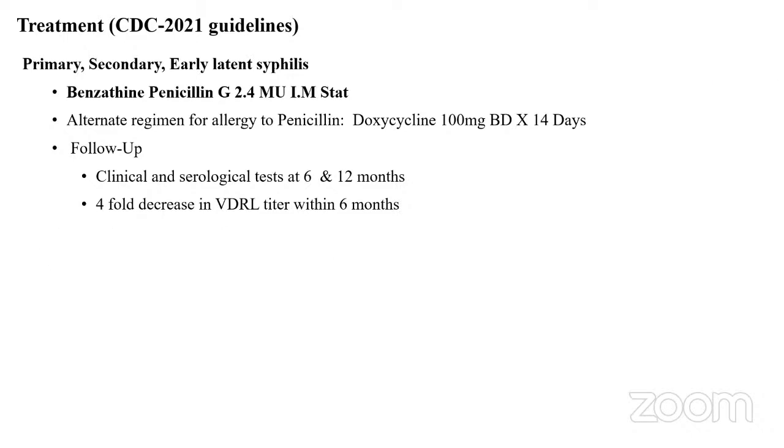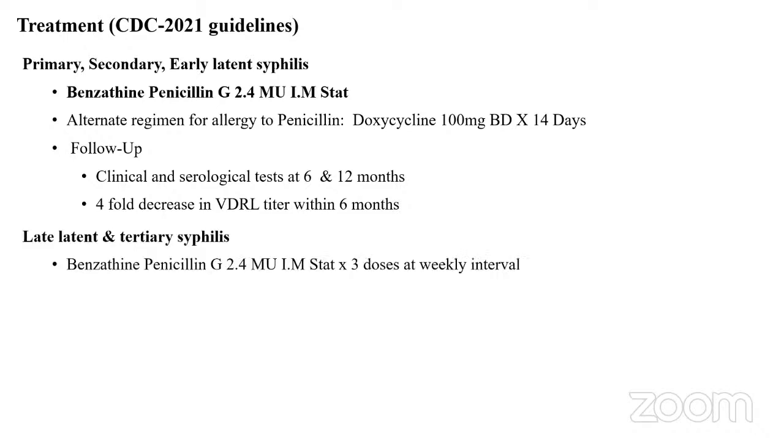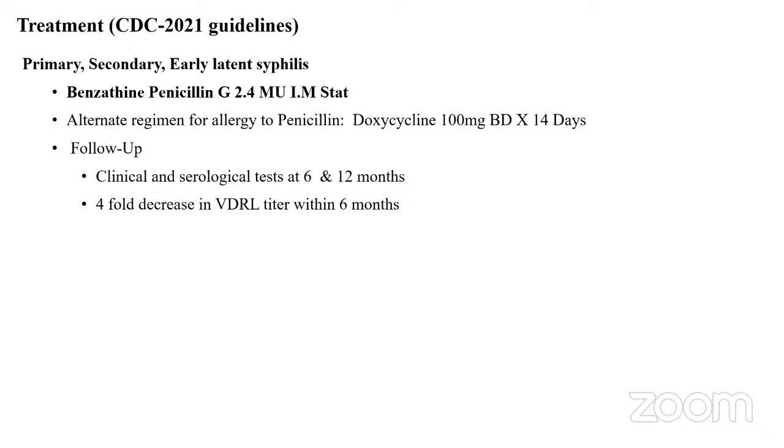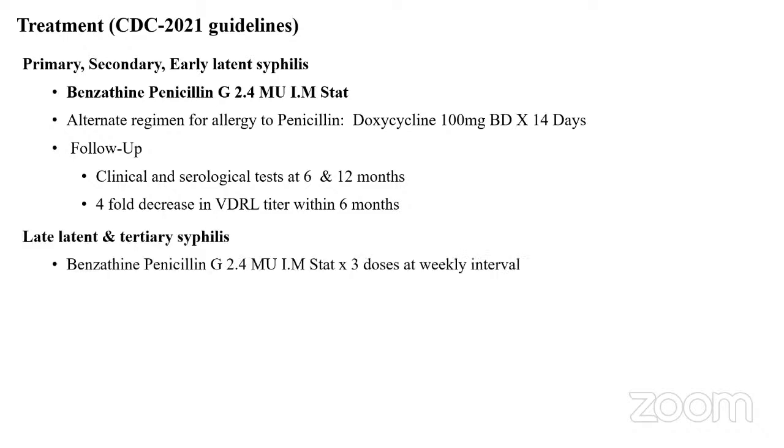If the patient is found allergic to penicillin, then the patient should be treated with doxycycline 100 milligram twice daily for 14 days. After treatment, the patient should be followed up clinically and serologically at 6 and 12 months. So what serological test do we do? We do VDRL and we expect a fourfold decrease in VDRL titer within 6 months. If the VDRL titer does not decrease by fourfold, it indicates reinfection, concomitant HIV infection, or treatment failure.